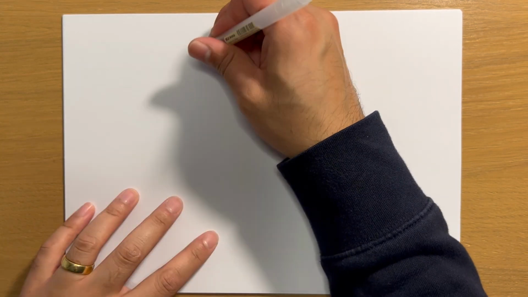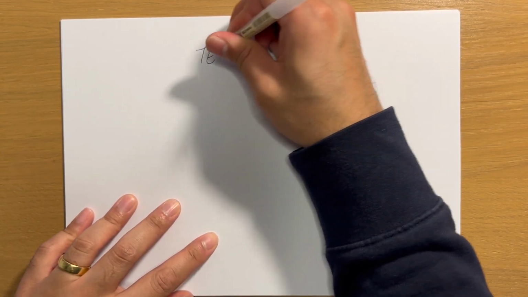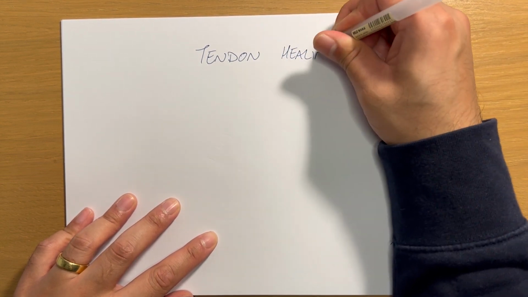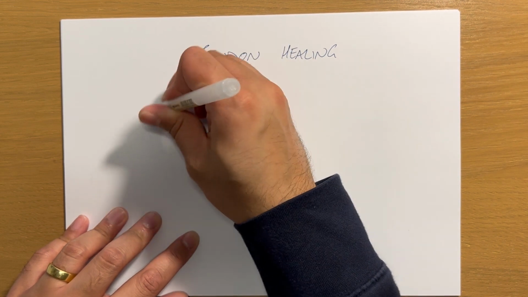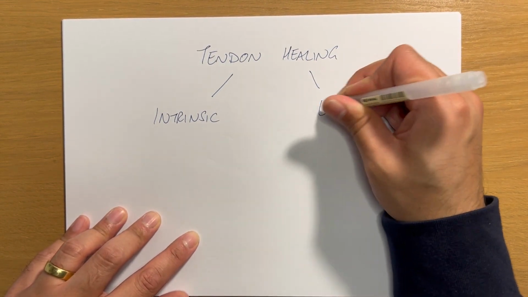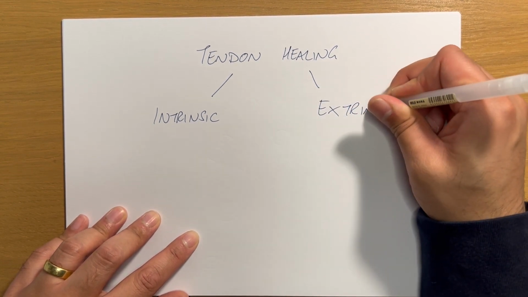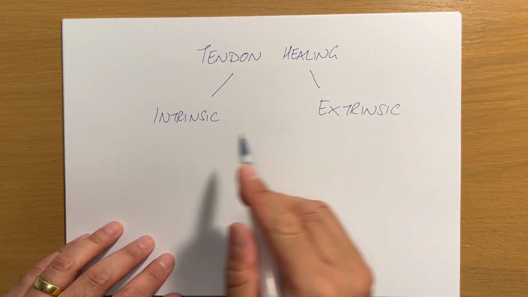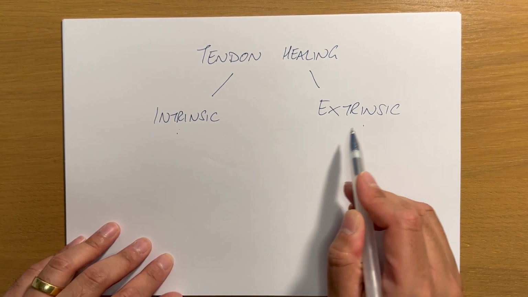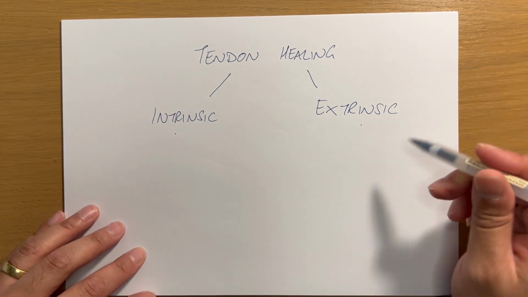Now, if we talk about tendon healing, there's 2 main pathways. Tendon healing we can divide into the intrinsic pathway and the extrinsic pathway. What this means is the tendon will heal from within itself or from the surrounding synovial fluid, cells and factors that come and have this external effect on them.